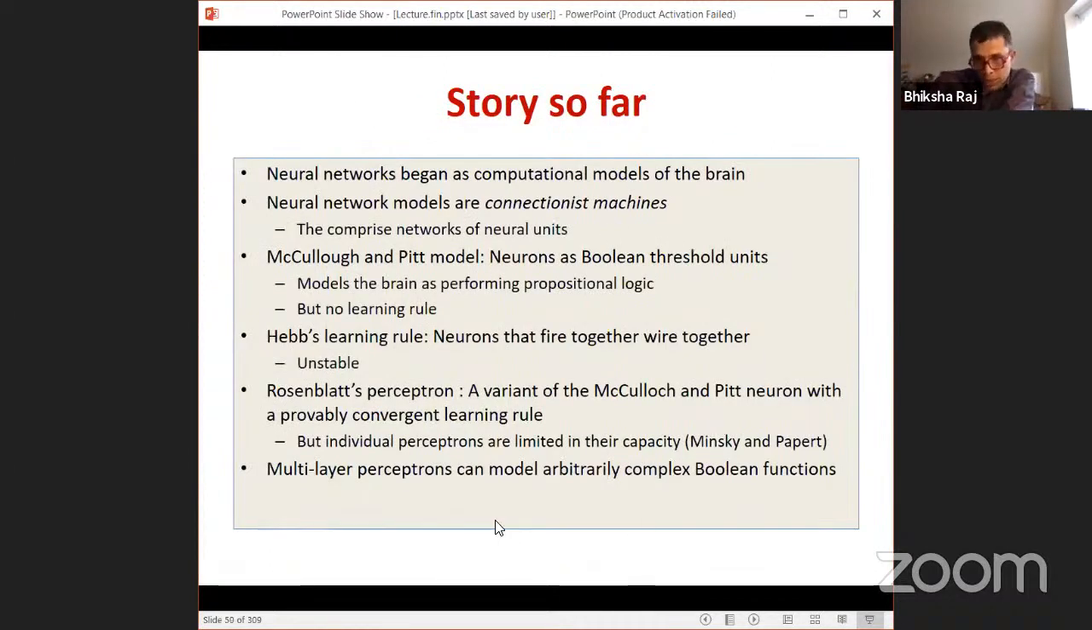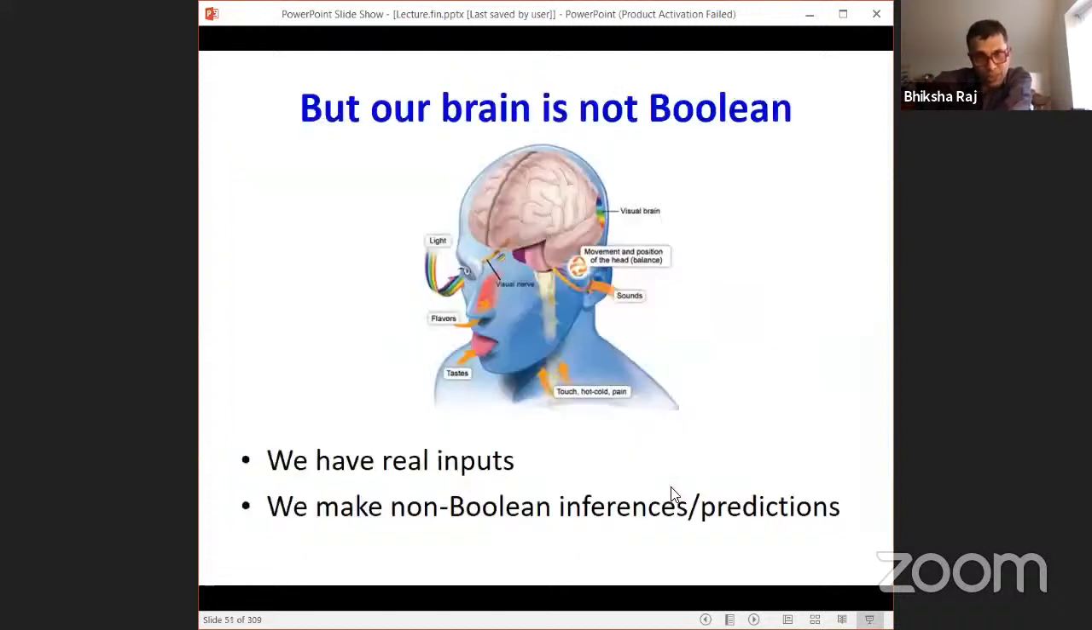And so the story so far is that neural networks, which began as computational models of the brain, are connectionist machines, which comprise networks of units. The McCulloch-Pitts model neurons as Boolean threshold units, and model the brain as performing propositional logic, but gave no learning rule. Hebb's learning rule, neurons that fire together wire together, did give you a learning rule, but it doesn't work. Rosenblatt's perceptron was a variant of the McCulloch-Pitts neuron with a provably convergent learning rule, but individual perceptrons are limited in their capacity. However, multi-layer perceptrons can model arbitrarily complex Boolean functions.